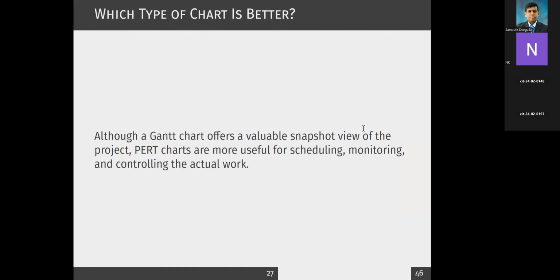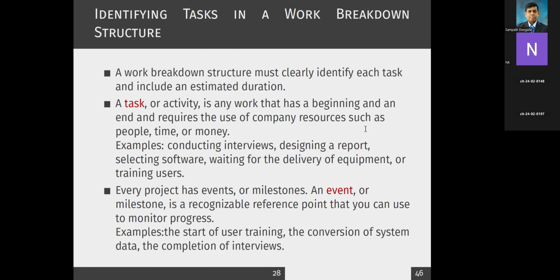Right. Now we discussed 2 charts, the Gantt chart and the PERT chart. We can use the Gantt chart to see what is happening in the project, but PERT charts are more useful. You can use them to schedule, monitor, and control the actual work. Right. Now, let's look at examples of developing this. First of all, you have to identify the work breakdown structure. That means identify the tasks, right? For example, conducting interviews, designing a report, selecting software. All these are considered tasks.